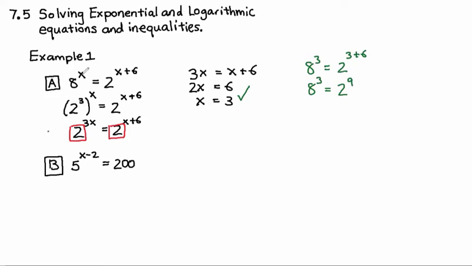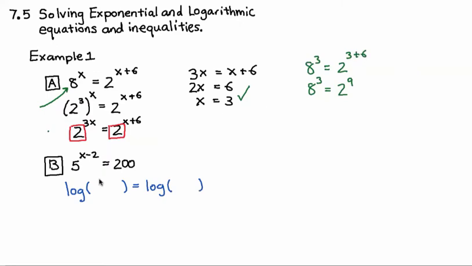So some equations you'll be able to take one side, and one side can be written as the other base to a certain power. 8 is a power of 2. But problem B is a little bit different because 200 is not a power of 5. Okay, what do you do when that happens? Well, what you do when that happens is you take the common logarithm of both sides. So I apply the common log to the left, and I apply a common log to the right.